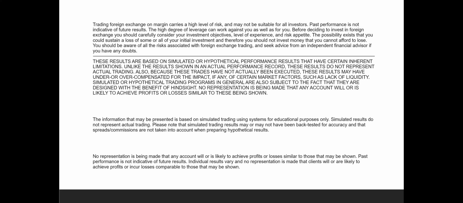Want to always give our disclaimer here. Past performance does not guarantee future results. No representations being made that any account will or is likely to achieve profits or losses similar to those that may be shown. Once again, as always, guys, individual results are going to vary and no representation is made that clients will or are likely to achieve profits or incur losses comparable to those that may be shown. So with that being said, we always give our disclaimer.